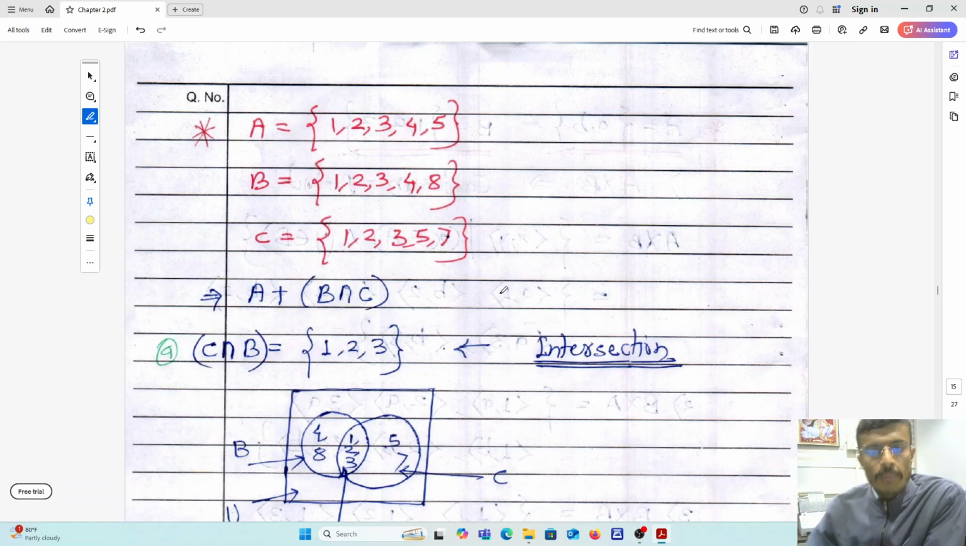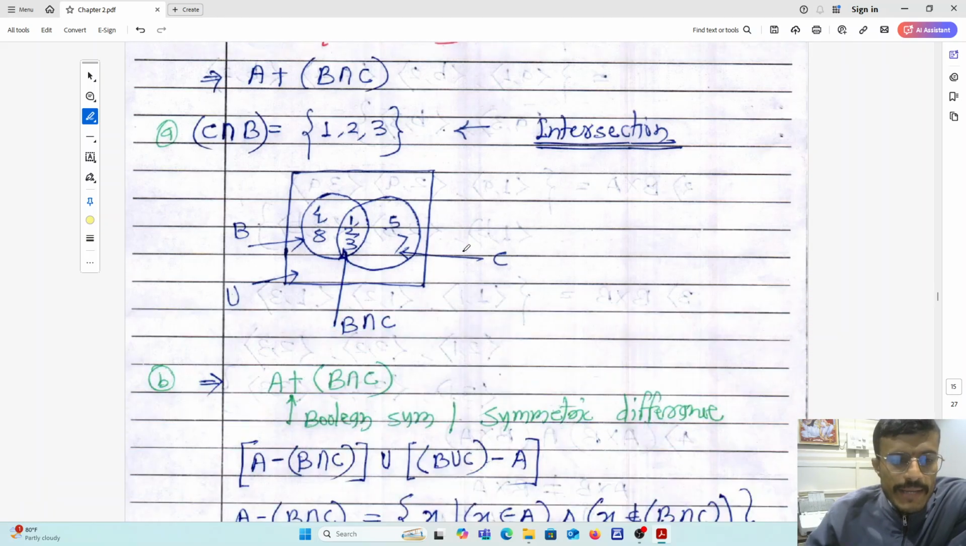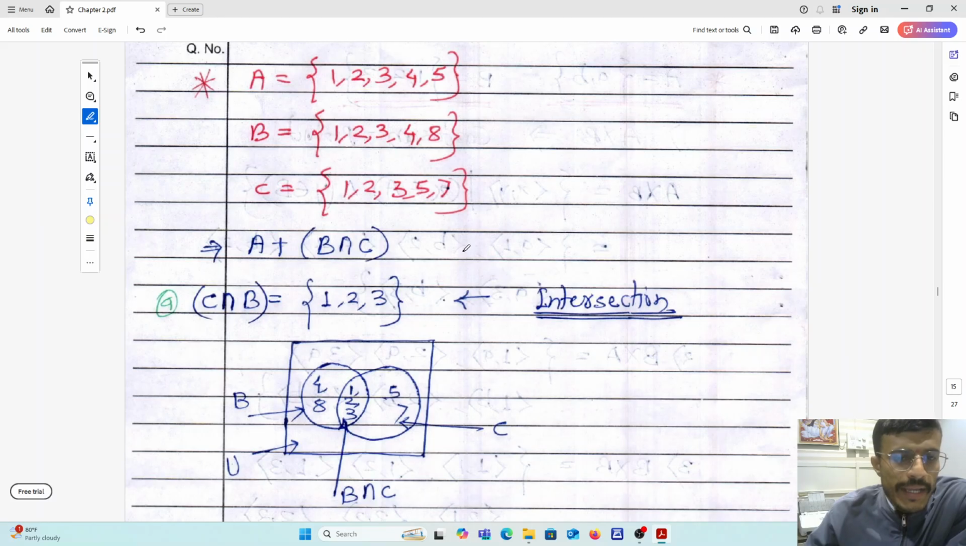Now we have to draw some Venn diagrams. Or before going to the Venn diagram, we have to find this result: A plus in bracket B intersection C, for the given 3 sets A, B, C. A is equal to {1, 2, 3, 4, 5}, B is equal to {1, 2, 3, 4, 8}, C is equal to {1, 2, 3, 5, 7}. Using this, you have to find A plus (B intersection C).